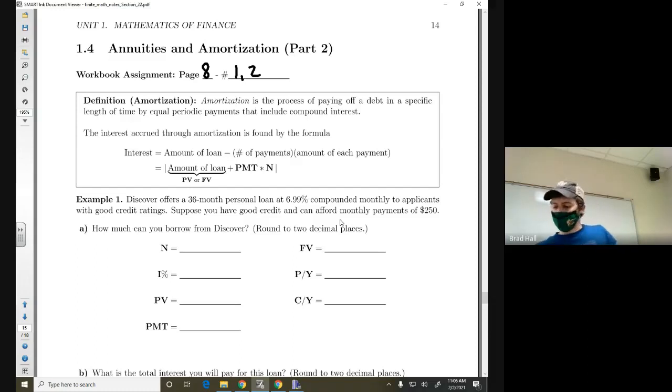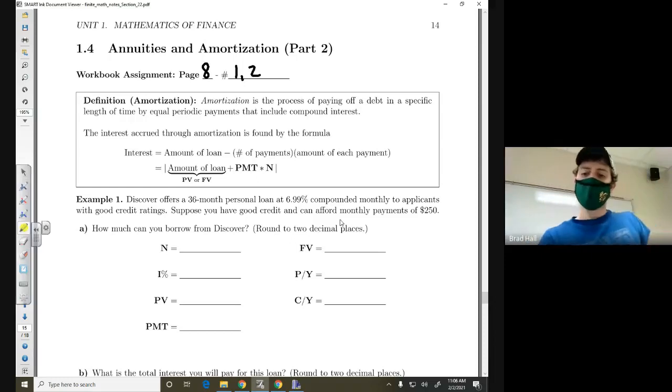So I'll start off with the terminology. Amortization, pretty much a payment plan. That's it. You pay off some debt in a specific length of time by equal periodic payments. It's a payment plan that includes compound interest. That's amortization. So if someone says amortize, all it means is a payment plan that is compounded through compound interest.